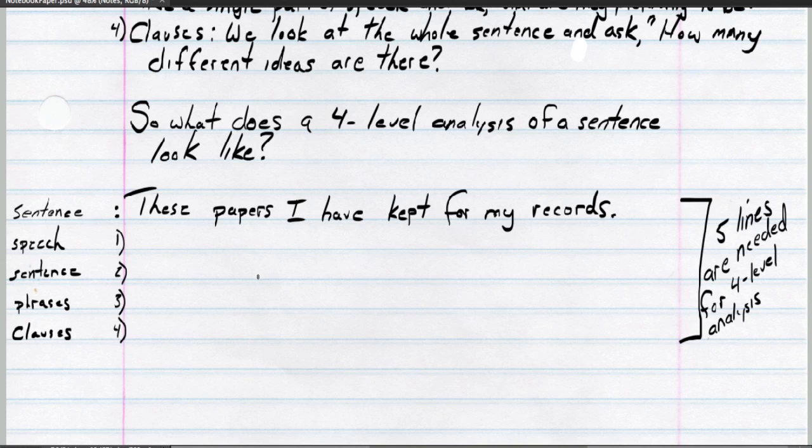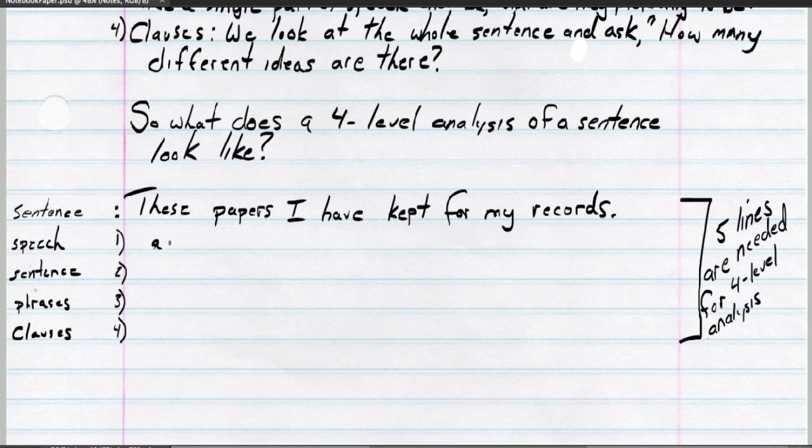So what I'd like you to do right now is to please put your pencils down, take a look at the screen, and watch me go through a 4-level analysis. I want you to watch me do what you will learn to do. Okay, here we go. So I have a sentence here. These papers I have kept for my records. I'm looking at level 1. Level 1 in the 4-level analysis of grammar is parts of speech. Looking at parts of speech, each individual word.